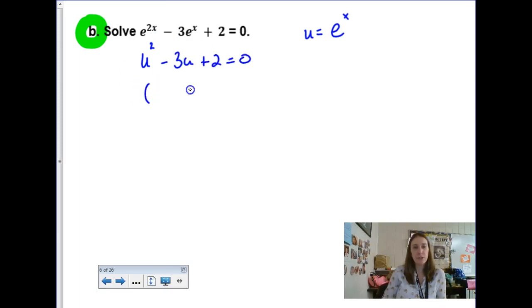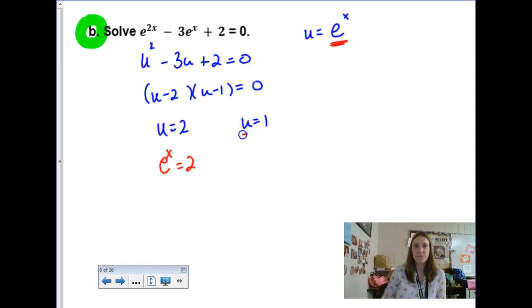Well, we now have a quadratic. So that's fun. We can factor it. Factors into u minus 2 times u minus 1. And then I solve and I get u equals 2 and u equals 1. But remember, u wasn't the question. The question was, what is x? So instead of u, we're going to rewrite this as e to the x equals 2 and e to the x equals 1. And now we're going to be applying a natural logarithm to both sides, because that would be solving an e. It would cancel out with the base e.